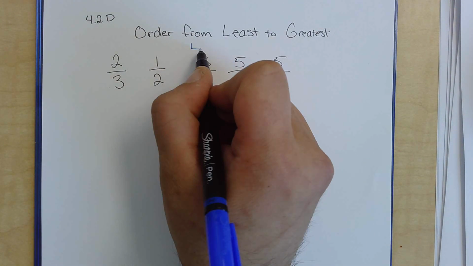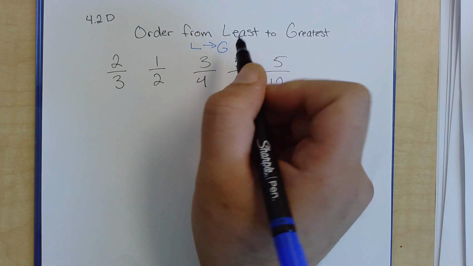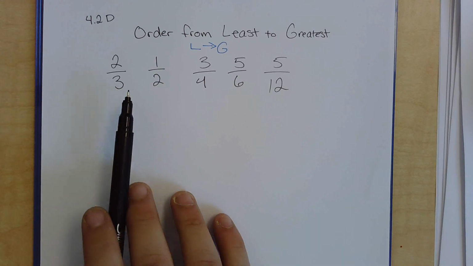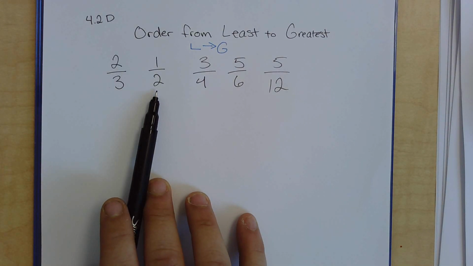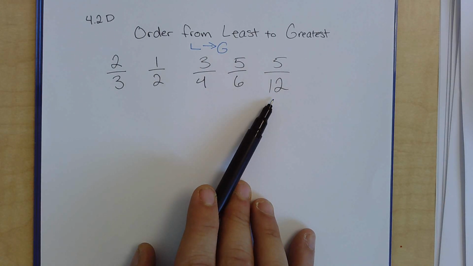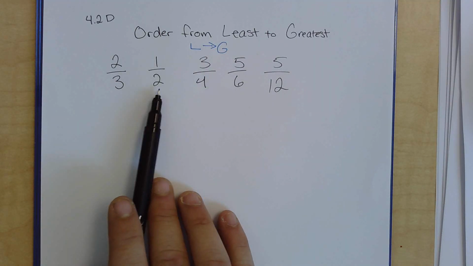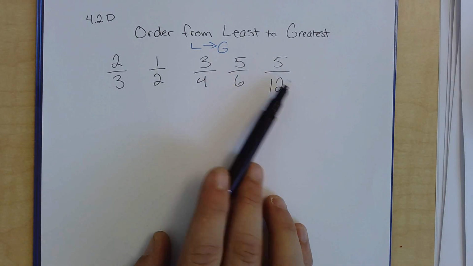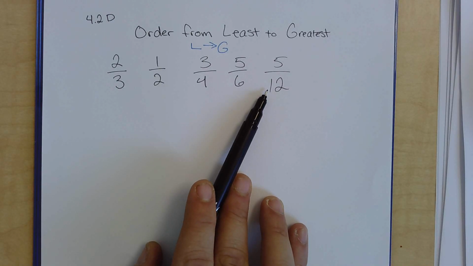So I'm just going to give myself an L with an arrow going to the G, from my least valuable fraction to my greatest fraction. One of the big things we need to do is find some type of relationship between all of our denominators. Our denominators are the numbers on the bottom. In this case, it's going to be 3, 2, 4, 6, and 12. 3, 2, 4, 6, and 12 are all factors of 12. And we call this our lowest common denominator.